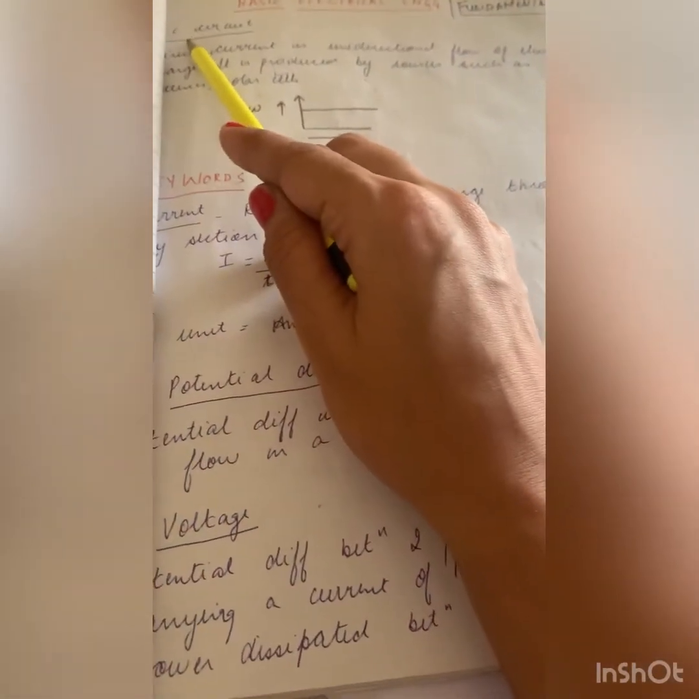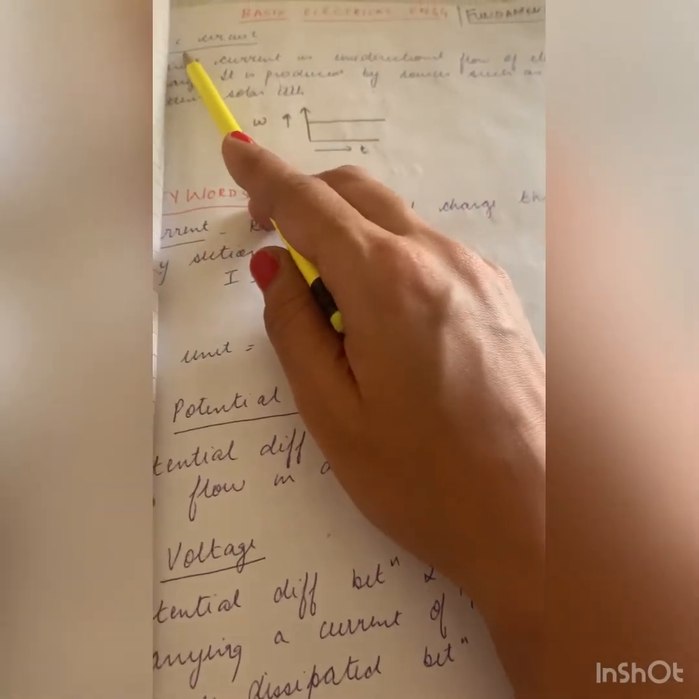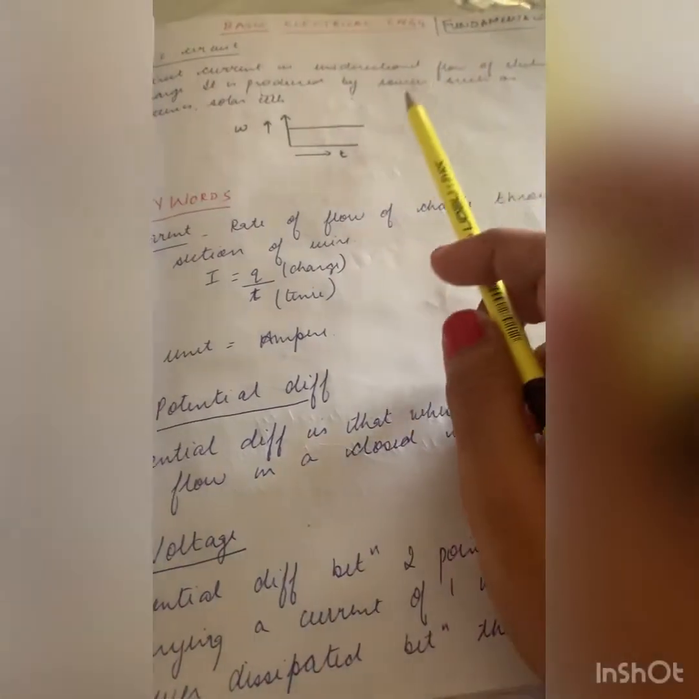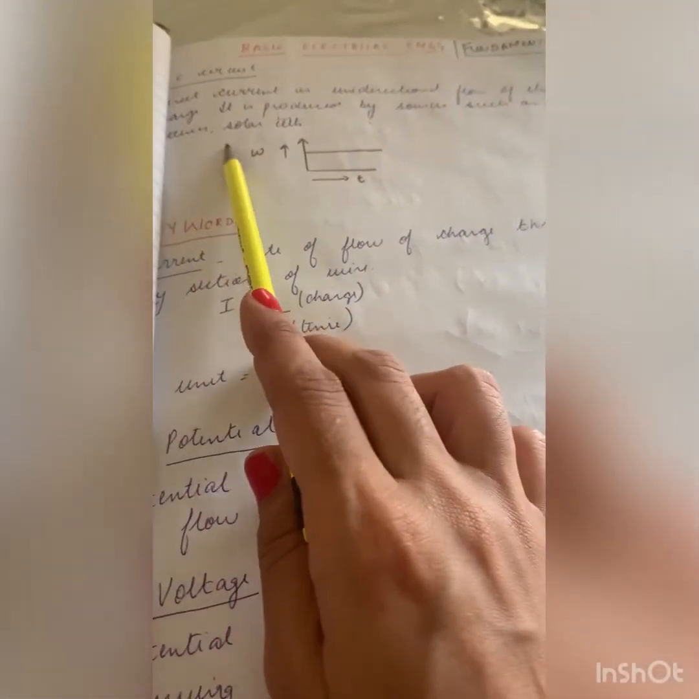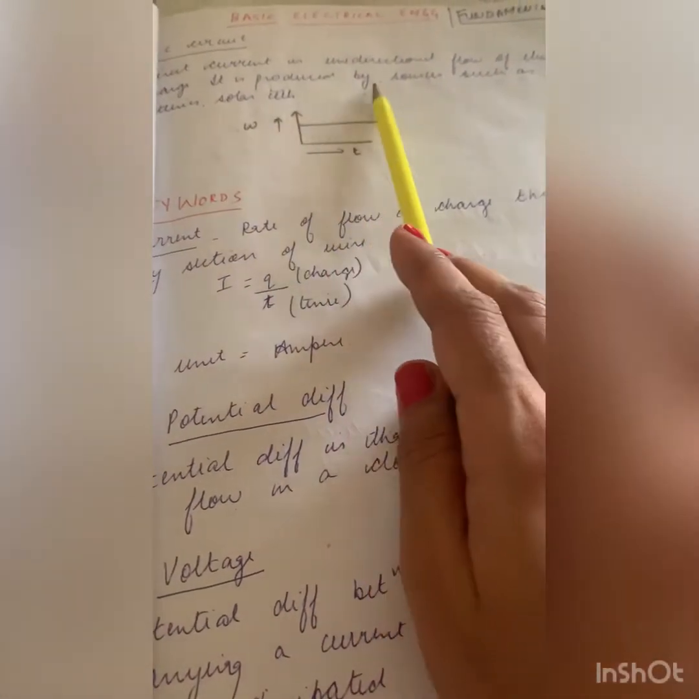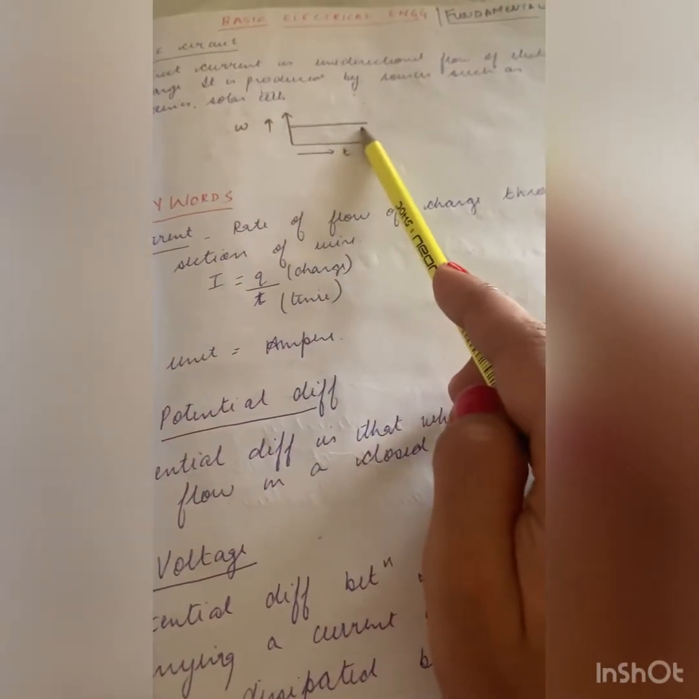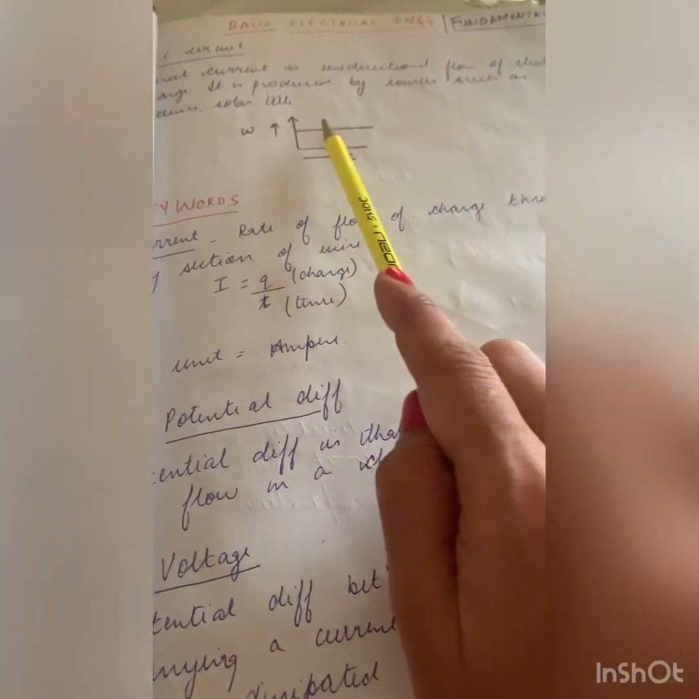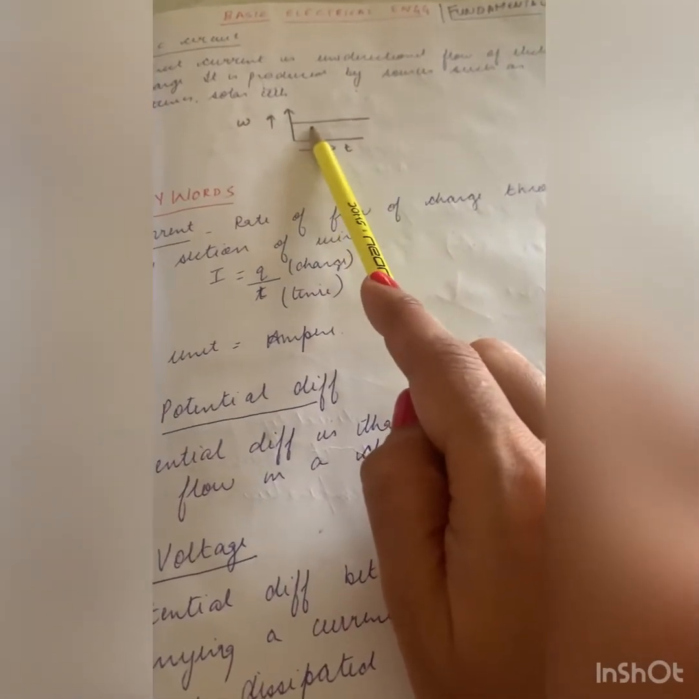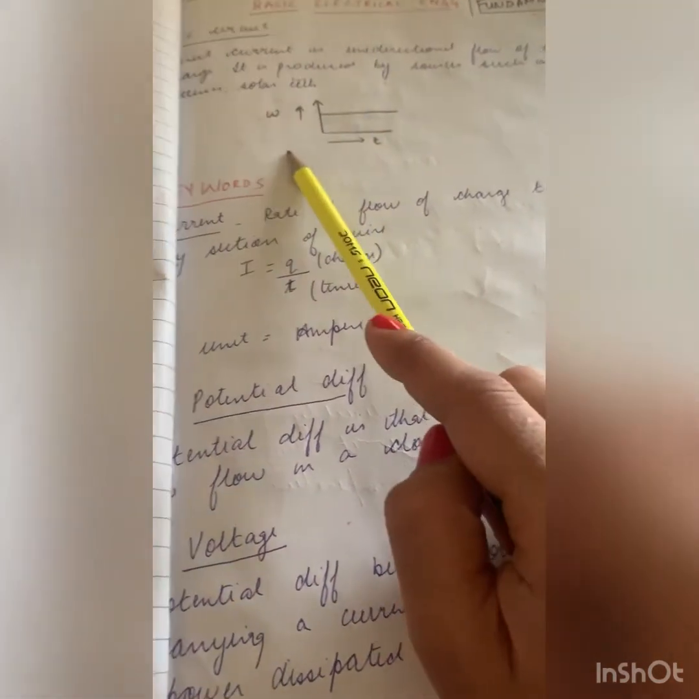So first is DC circuit. What do you mean by DC circuit? DC stands for direct current. Direct current is unidirectional flow of electric charge. It is produced by sources such as batteries or solar cells. Unidirectional means when current flows in one particular direction. Here in the graph I can show that the direction of current is in one direction only. So this is DC current, which means it is unidirectional flow of electric charge.